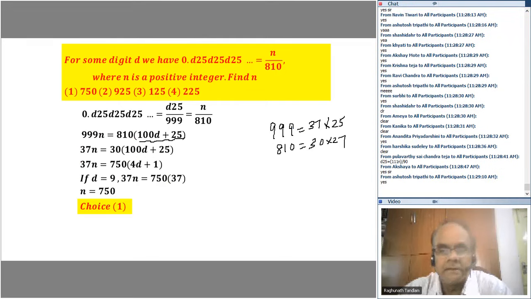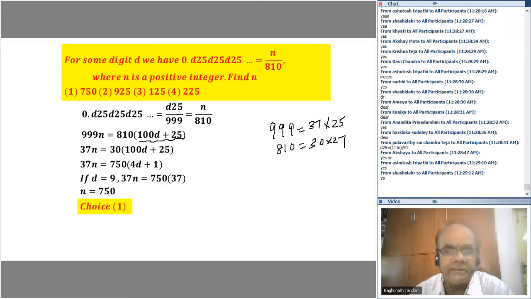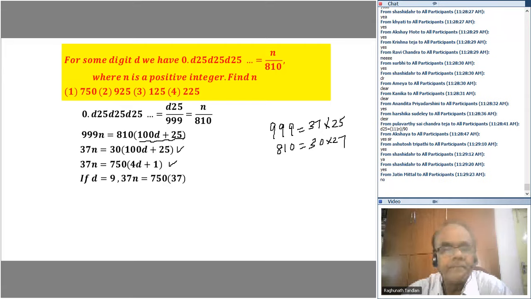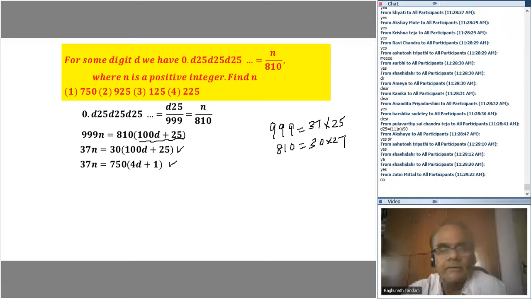Because d has to be an integer, n has to be an integer. You are clear with this step? Rakesh, which is not clear? Rakesh, are you clear with this? Are you clear up to this? How many are clear up to this?